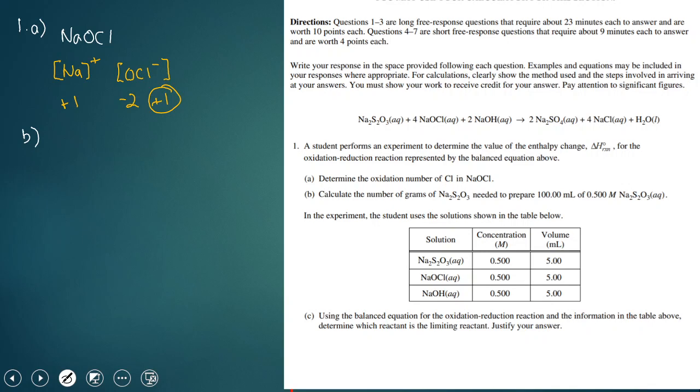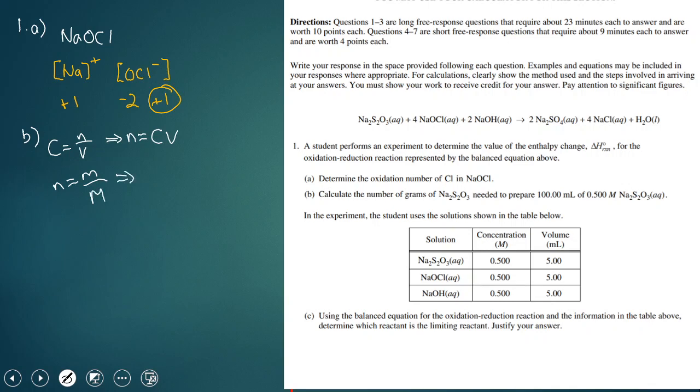Now 1b says calculate the number of grams of Na2S2O3 needed to prepare 100 milliliters of a 0.5 molar solution of the compound. This one is also just some basic dimensional analysis and some basic formulas. So you need to be able to tie in concentration to mass. And so the formulas that we know are C is equal to n over V, which means that n is equal to C times V. And then we also know that the number of moles is equal to mass over molar mass.